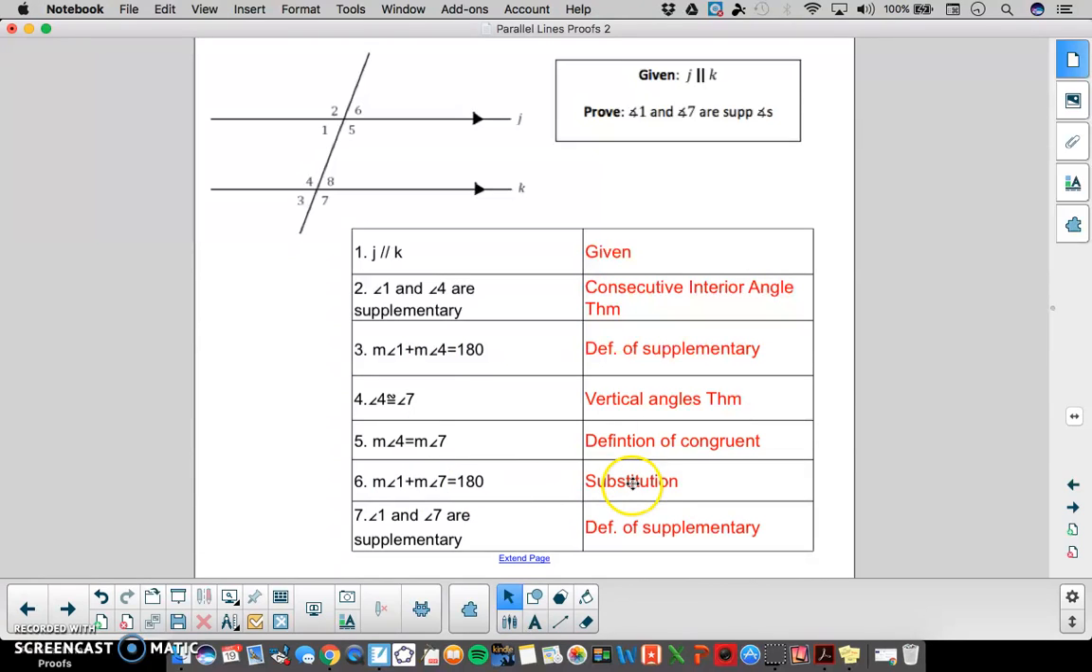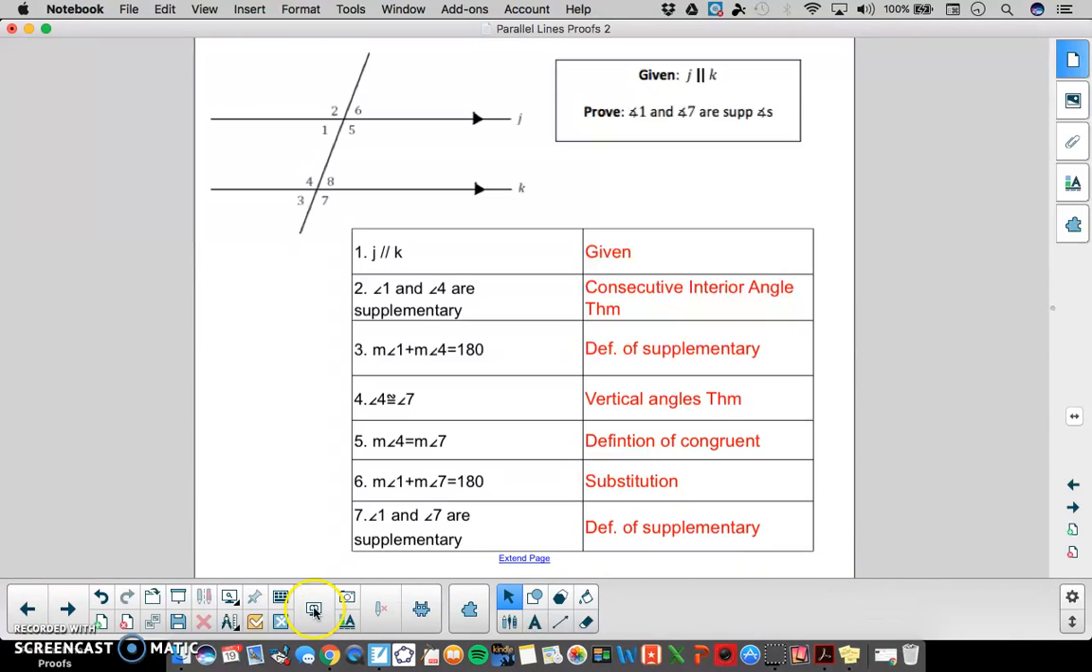by substitution. Now that we've proven that angle 1 and 7 add to equal 180, we can now state that those angles are supplementary, which is what we were trying to prove. Because they added to 180, we knew they were supplementary because of the definition of supplementary. So that's our two-column proof.